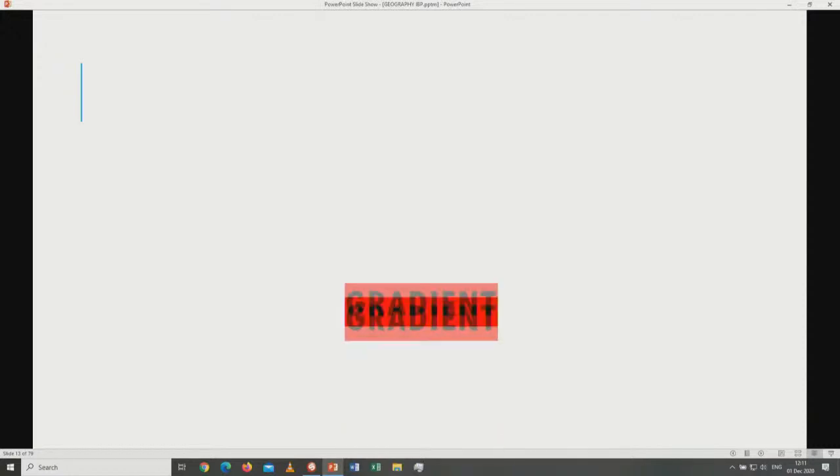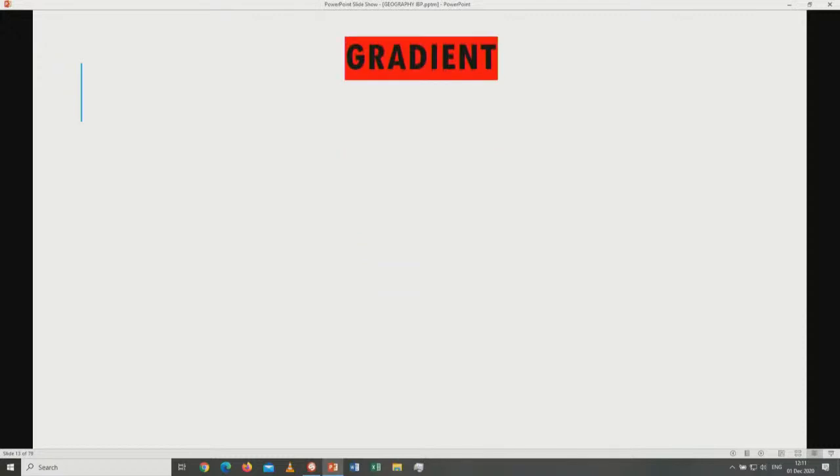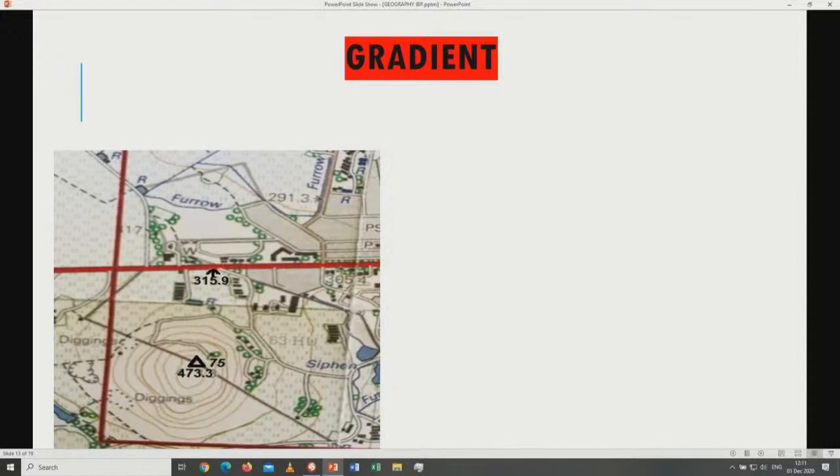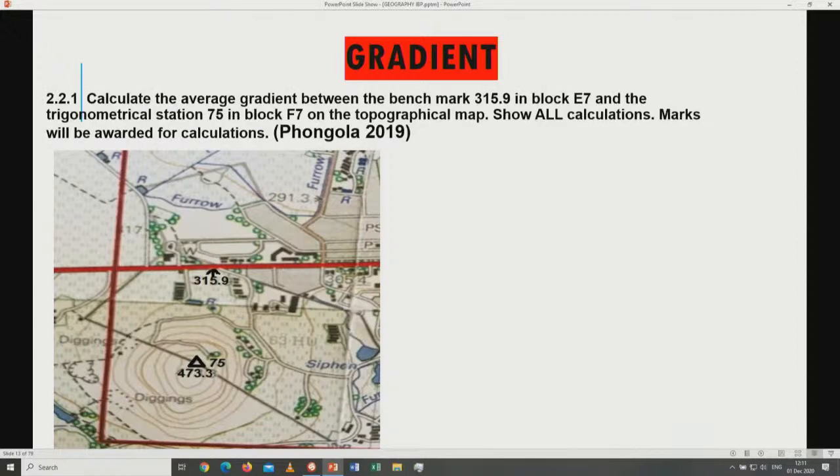Now, the following calculation that I'm going to do with you, grade 12, is the gradient. The question says, calculate the average gradient between benchmark 315.9 in block E7 and the trigonometrical station 75 in block F7 on the topographical map. Show all your calculations. Of course, that is very important. This question was from the map of Pongola. So if you have that map right now, you can be looking at these two.